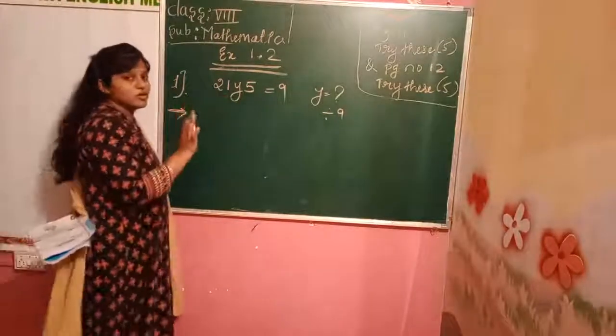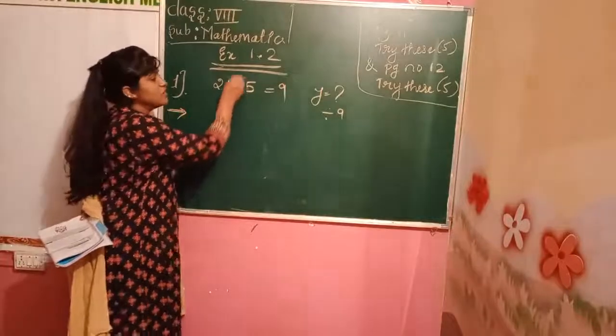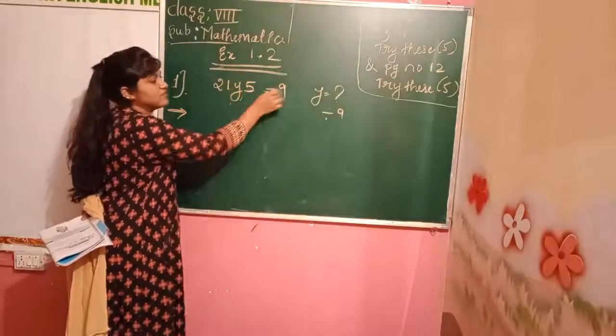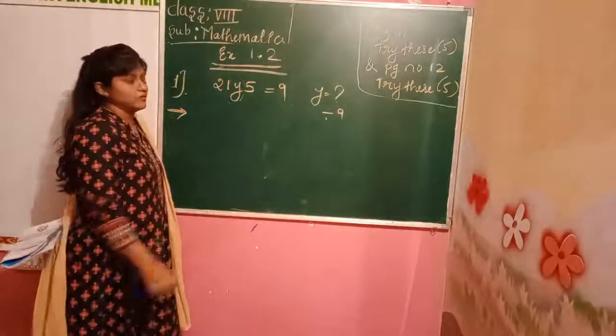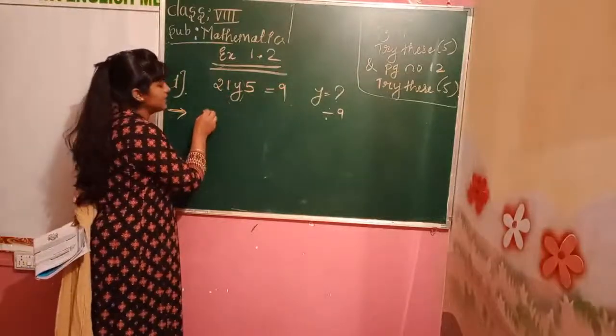We have to find out the y place. First, what we have to do is find out the y place. After that we have to check whether it is divisible by 9 or not. Okay. First we'll expand it.